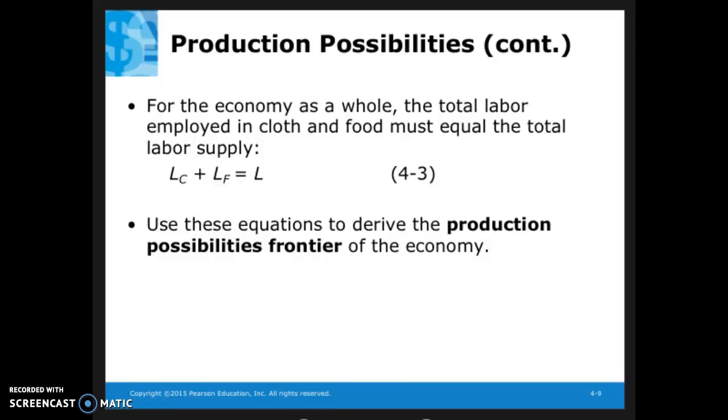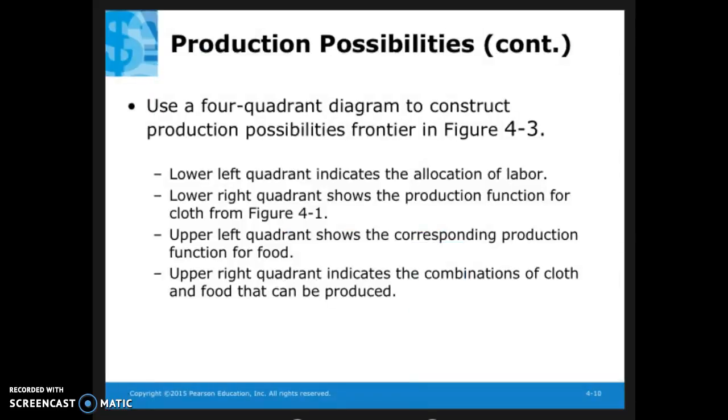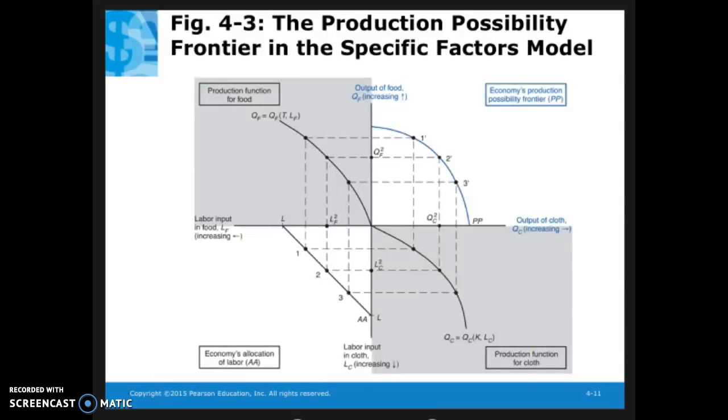So for the economy as a whole, total labor employed in cloth and food must equal total labor supply. Using these equations, we can derive the production possibilities frontier of an economy. This is a four-quadrant diagram, and it looks a little complicated at first, but it's relatively simple. The lower left quadrant indicates the allocation of labor. The lower right shows the production function for cloth from the earlier figure 4-1. The upper left quadrant shows the corresponding production function for food, while the upper right quadrant indicates combinations of cloth and food that can be produced. Here's what that looks like.